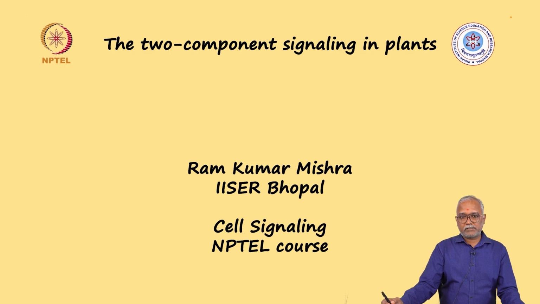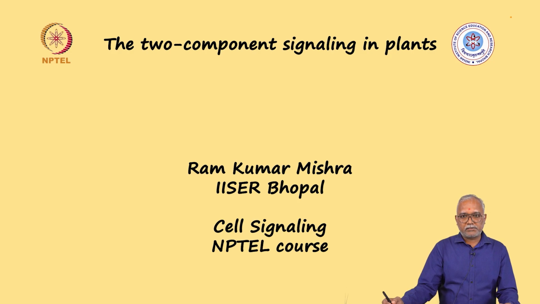What we have discussed earlier is that signaling occurs in all different life forms, and that too by different mechanisms. So we took the two-component system as one of the simplest types of signaling event, where a receptor is involved, a signal is involved, and there are effector molecules which are involved.